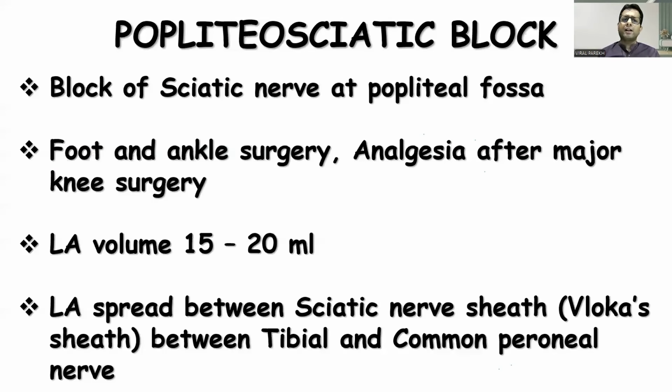Now coming to the last part, the popliteosciatic block. This is the block of the sciatic nerve at the popliteal fossa, which is mainly indicated for distal limb surgeries, for foot and ankle surgery or analgesia after major knee surgery. Around 15 to 20 ml of local anesthetic is sufficient. We deposit the local anesthetic within the sciatic nerve sheath, at the point where the sciatic nerve bifurcates into the tibial and the common peroneal nerve. It is also called Broca's sheath.